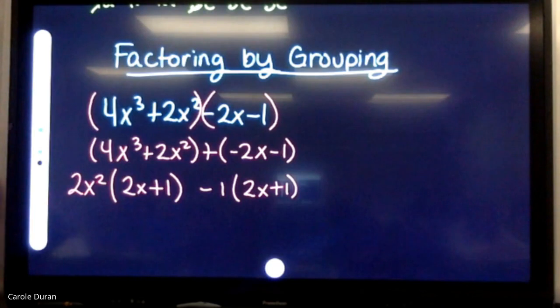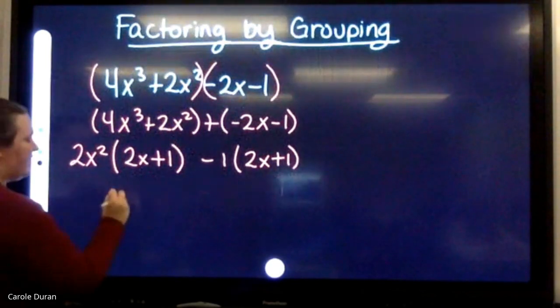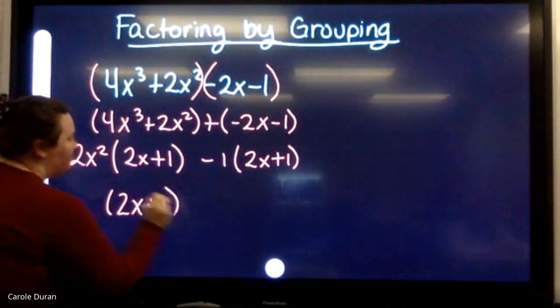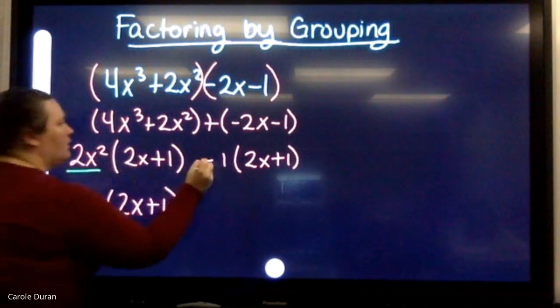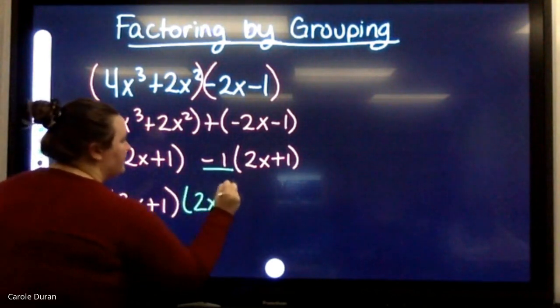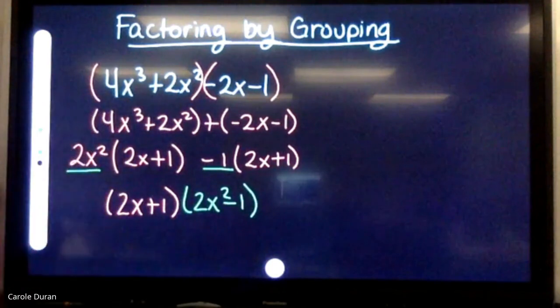So now this factors beautifully into what they shared, which is the 2x plus 1, times what I pulled out put together.